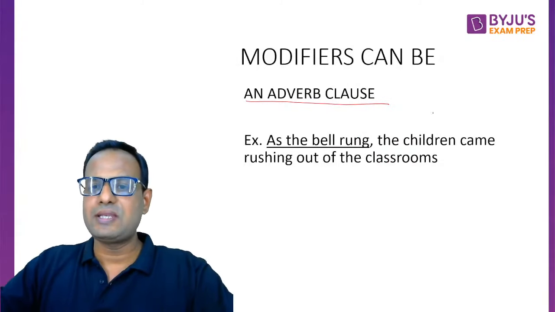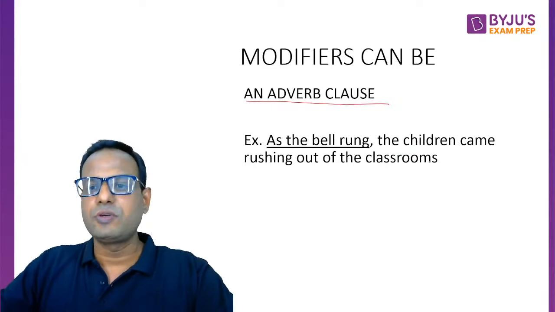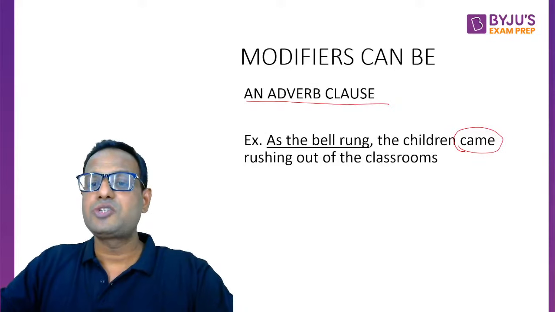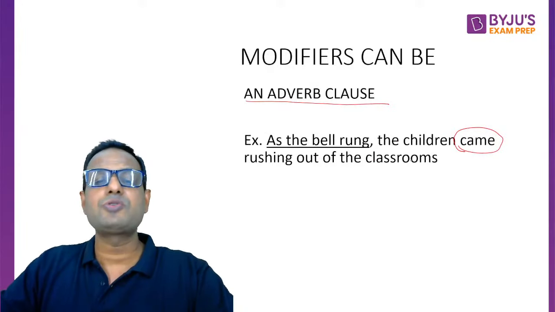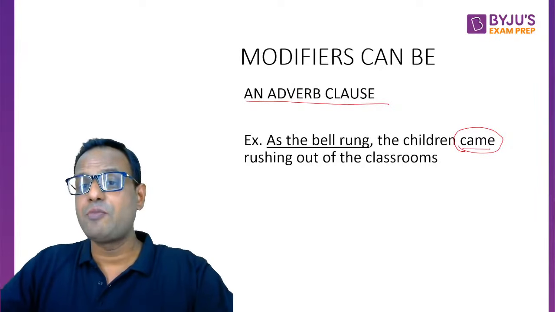Now, in this entire sentence structure, find out the verb. Where is the verb? Came. Okay, the children came rushing out of the classroom. Ask yourself a question. Now, we have came over here.